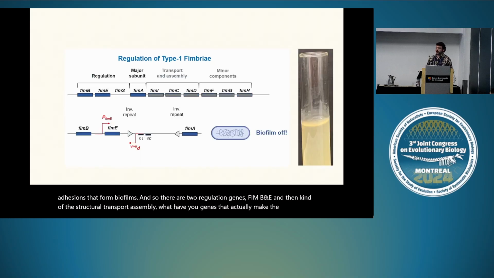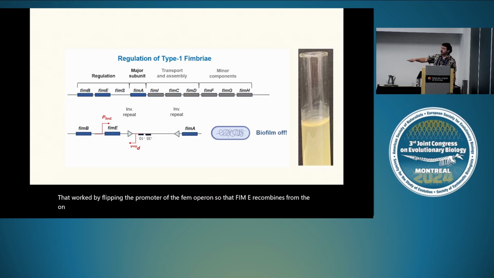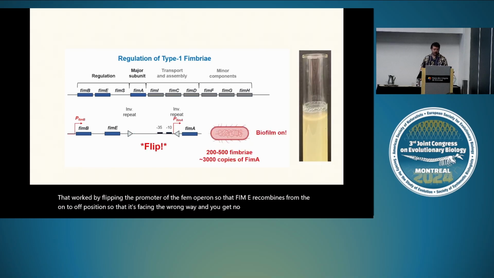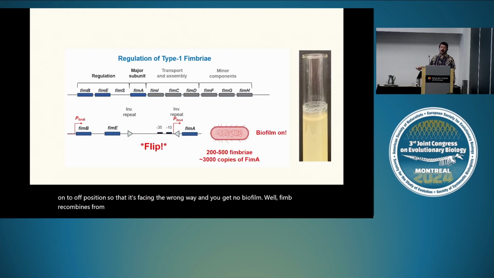The way that these regulators, FIMB and E, work is that they're actually recombinases that work by flipping the promoter of the FIM operon, so that FIME recombines from the on to off position, so that it's facing the wrong way and you get no biofilm. Well, FIMB recombines from the off to on as well, so it can flip the promoter in the right direction, and then you get biofilms and all that good stuff.